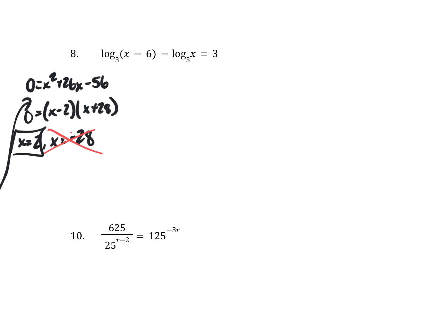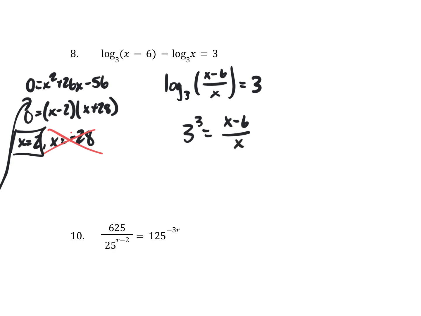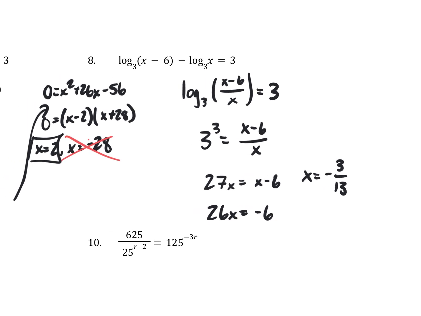Again, number 8, we have to apply some log properties here. I would start by combining the logs as log base 3 of x minus 6 over x, all equal to 3. So then that means we've got 3 to the third equals x minus 6 all over x. So I've got 27x equals x minus 6. So I got 26x equals negative 6, so I get x equals negative 3/13, which is extraneous because if I put it there, it's undefined. So this one doesn't work, so we have no solution here.